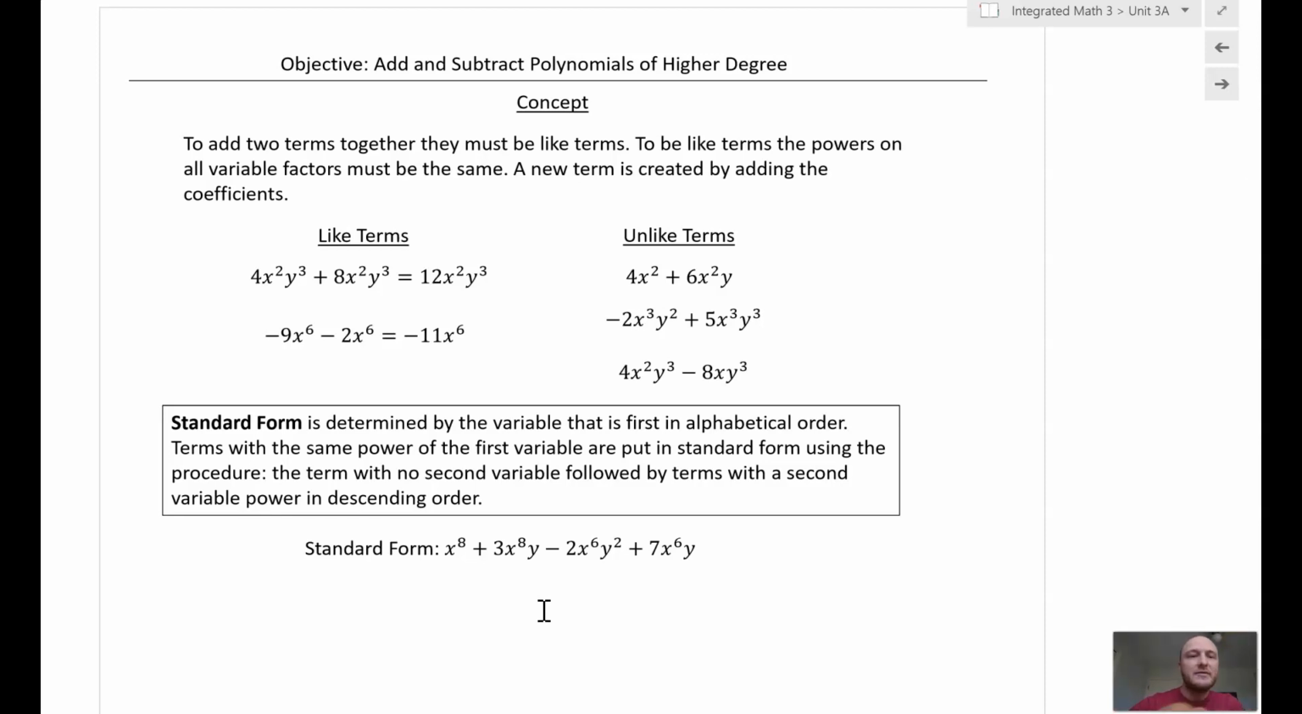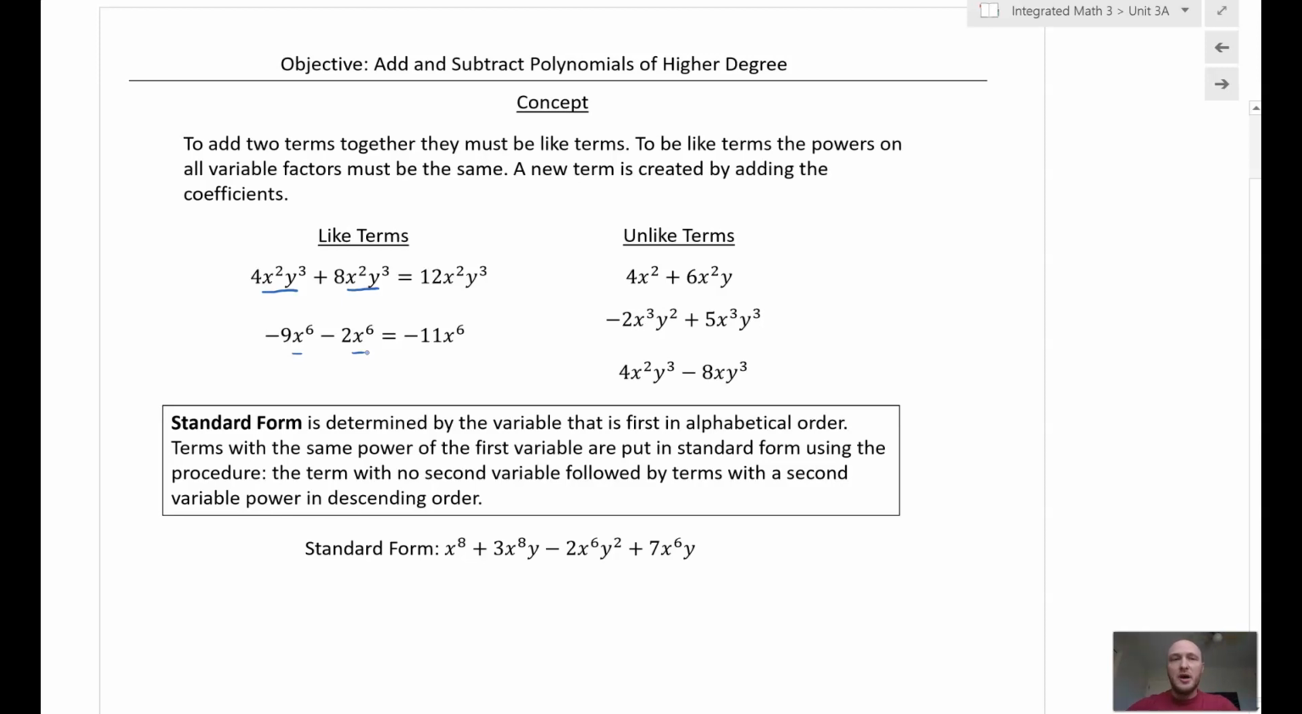So here we have some examples of like terms. I have 4x squared y cubed plus 8x squared y cubed. They both have x squared y cubed, so I can add them together. 8 plus 4 is 12. Second example, here I have negative 9x to the 6th power minus 2x to the 6th power. Again, they're like terms because they both have a variable x and a power of 6.